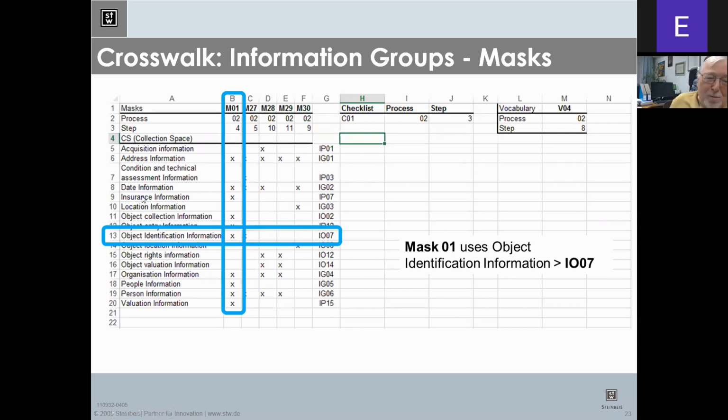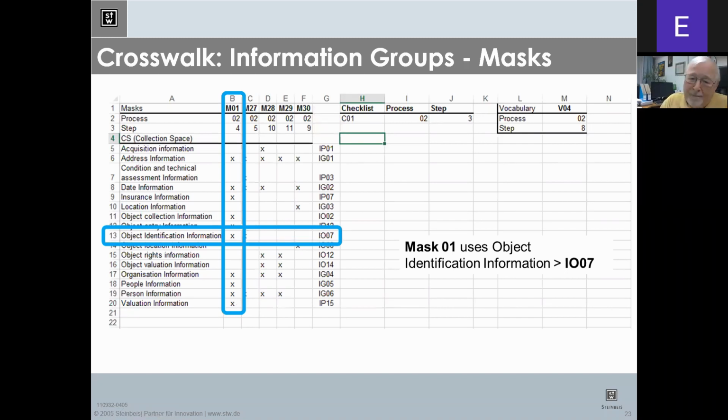So information units are grouped in information groups. And here are the units you have in a data entry screen. The data entry screen is identified here by M01, mask 1. Here we have address information, date information, insurance information, if available, object collection information, object identification information, organization information, people information, person information, valuation information. For example, people information can be connected with addresses or something else. So we have here the data field, and this is already addressed by Spectrum. And that is quite interesting.